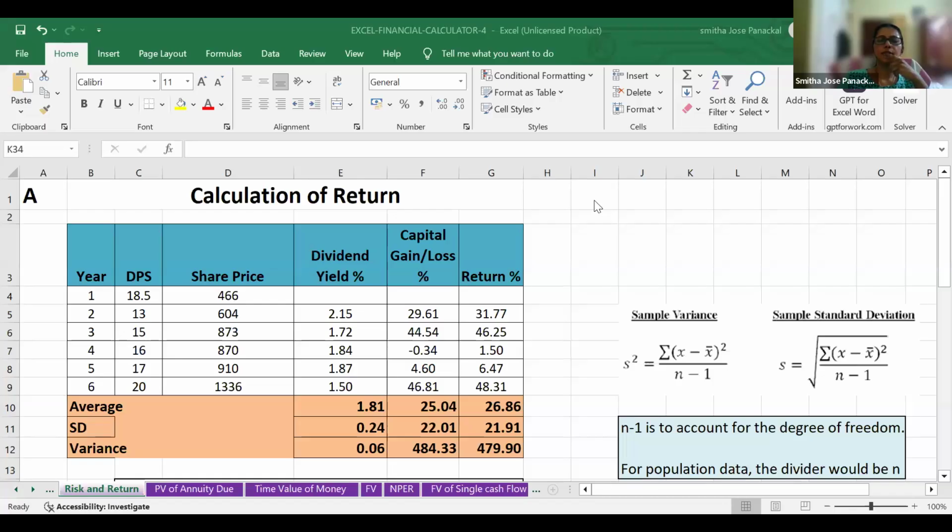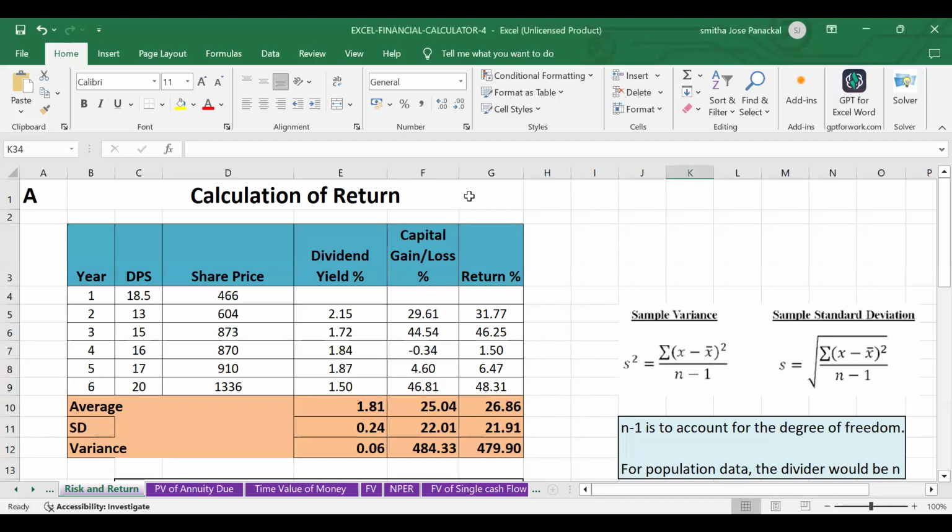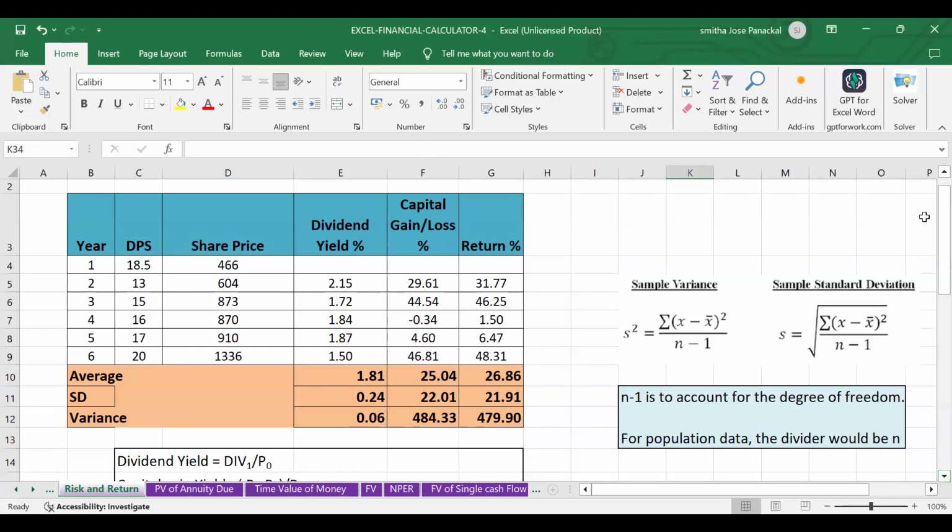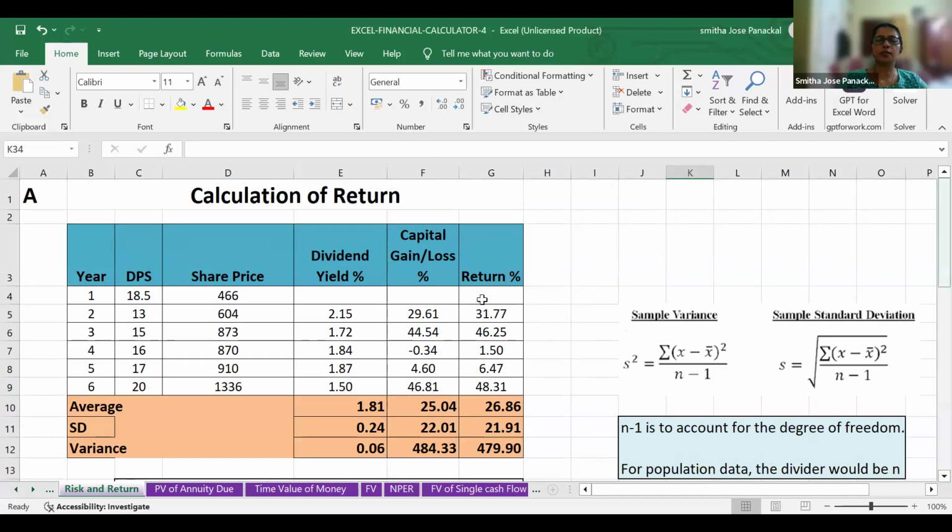Is my Excel sheet visible? Can anyone respond? Yes, ma'am. It is. No, ma'am. Yeah. Just now. Yeah.